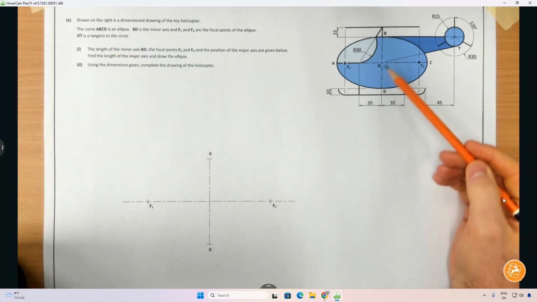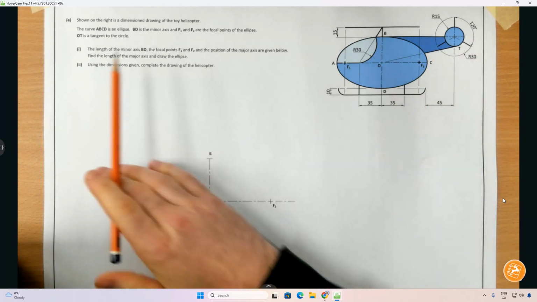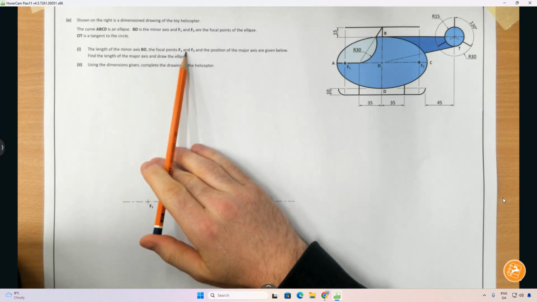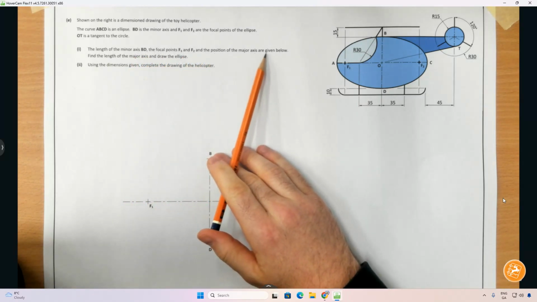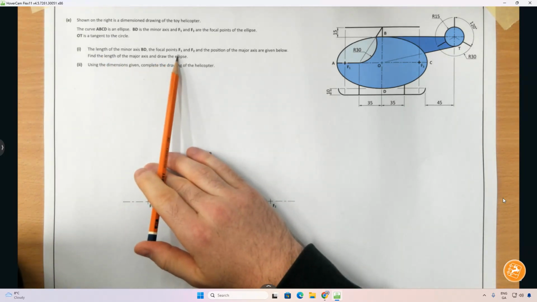OT is a tangent to the circle, so if you look at the drawing, from O to T here is a tangent. It tells us, part 1, the length of the minor axis BD and the focal points F1 and F2 and the position of the major axis are given below. Find the length of the major axis and draw the ellipse.